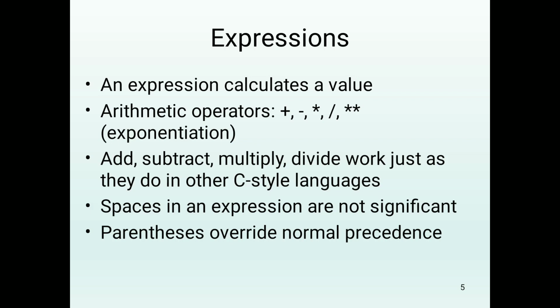For example, we can take the arithmetic operators like addition, subtraction, multiplication, division, and of course the double asterisk symbol represents to the power. If you want to find out a to the power 4, then you can write a double star 4. Okay. And spaces in the expressions are not significant. Parentheses override normal precedence. It will be like the C program operator precedence we are using in Python also.